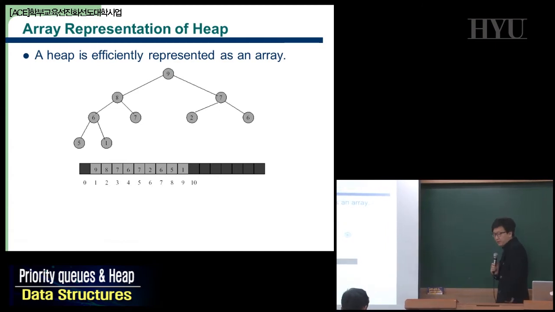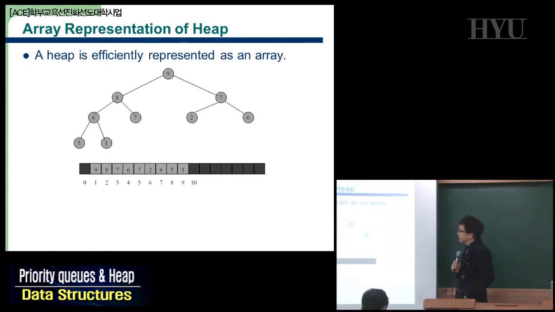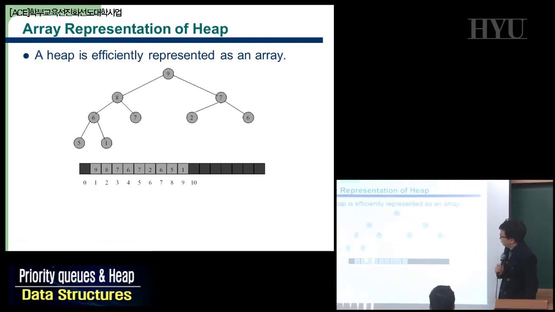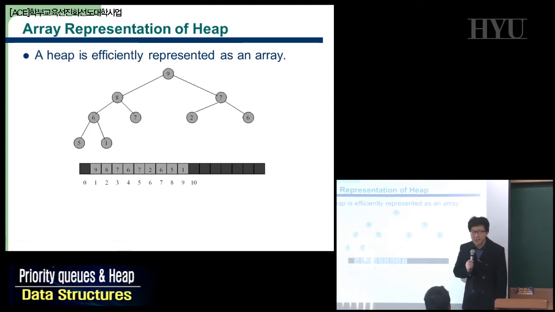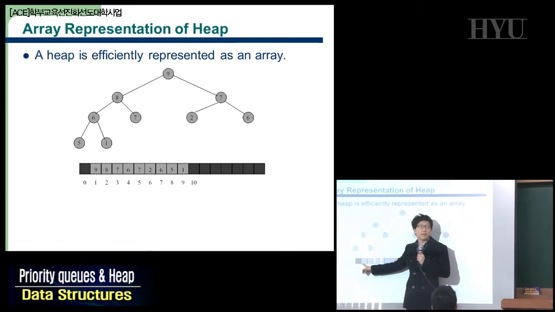A heap is efficiently represented as an array because it's a complete tree, so I don't have any wasted space in between. It will be much easier later on. What does it mean if I take out 9 from this array? Maybe I just take out the first position. Yeah, it's quite easy to take one out.